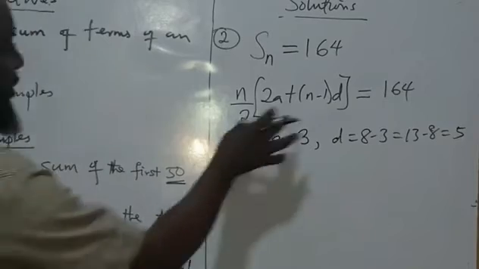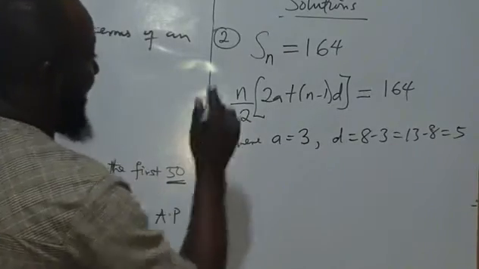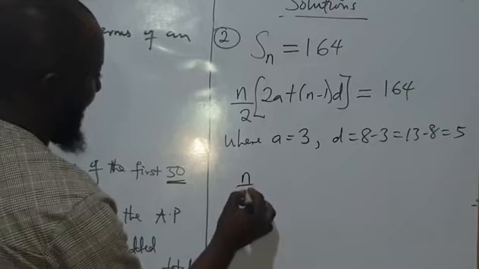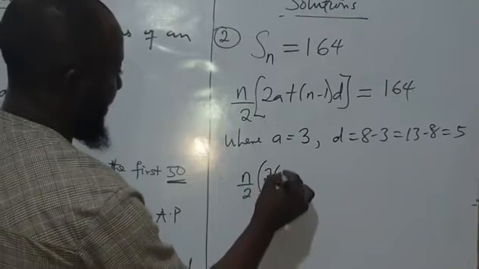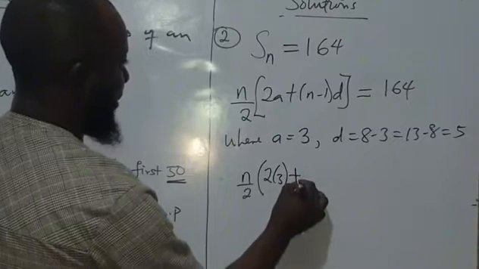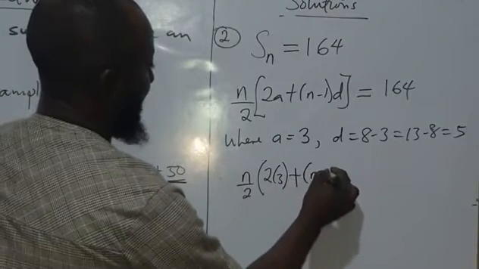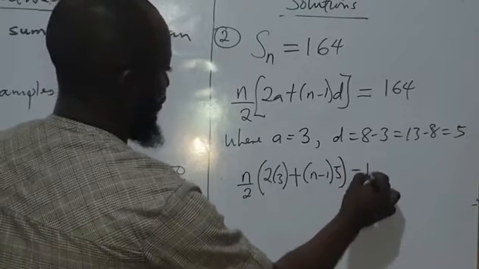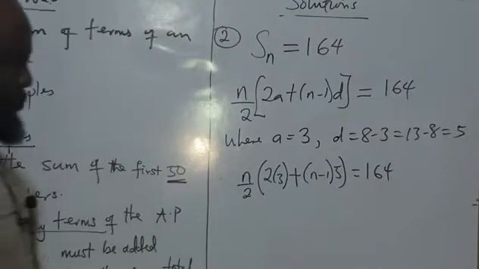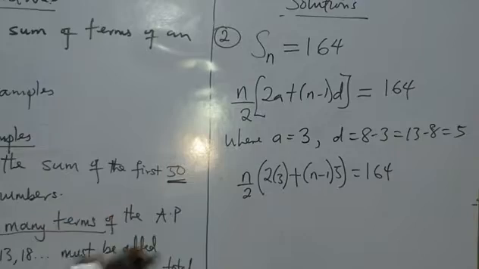Exactly. So if we know the value of a and the value of d, it is n that we're looking for. So in that case, we can now apply the formula and put in the values. That will be n divided by 2 into bracket 2 multiplied by 3 plus, right? n minus 1, then d, which is 5. We close it, equals to 164. So let's now take it one by one.